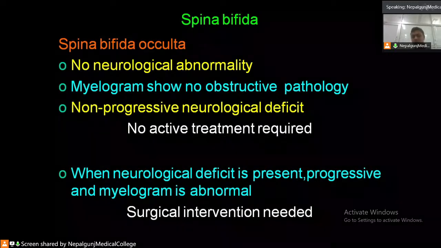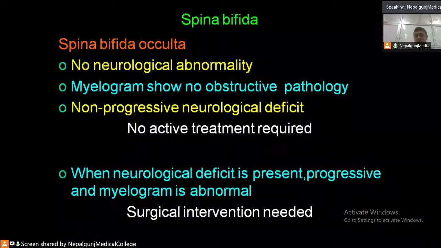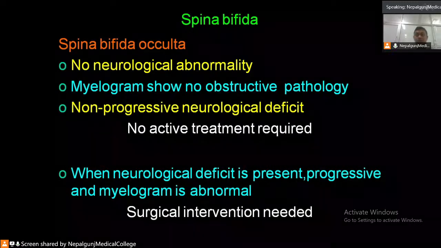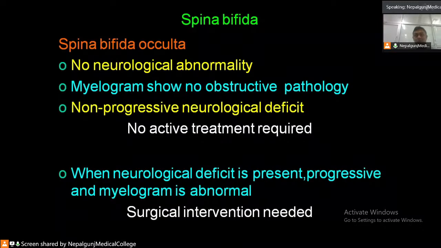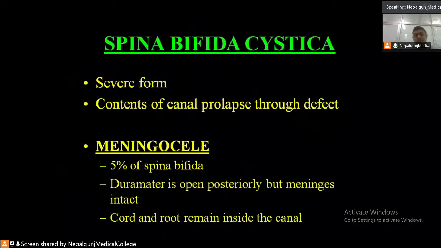If all of these three features are met, no neurological abnormality, myelogram is clear, and there is no progressive neurological deficit, one can just go for non-operative treatment, or no active treatment is required. But whenever the neurological deficit is present and progressive, and the myelogram is abnormal, some form of surgical intervention is required.